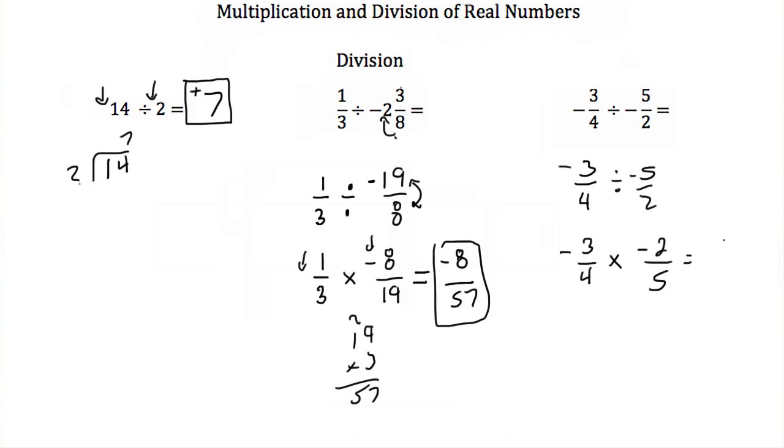3 times 2 is 6. 4 times 5 is 20. So this is going to reduce down to 3/10. And what we have is one negative and a second negative. So since they're both negative terms, this is going to turn into a positive. So our answer is a positive 3/10.